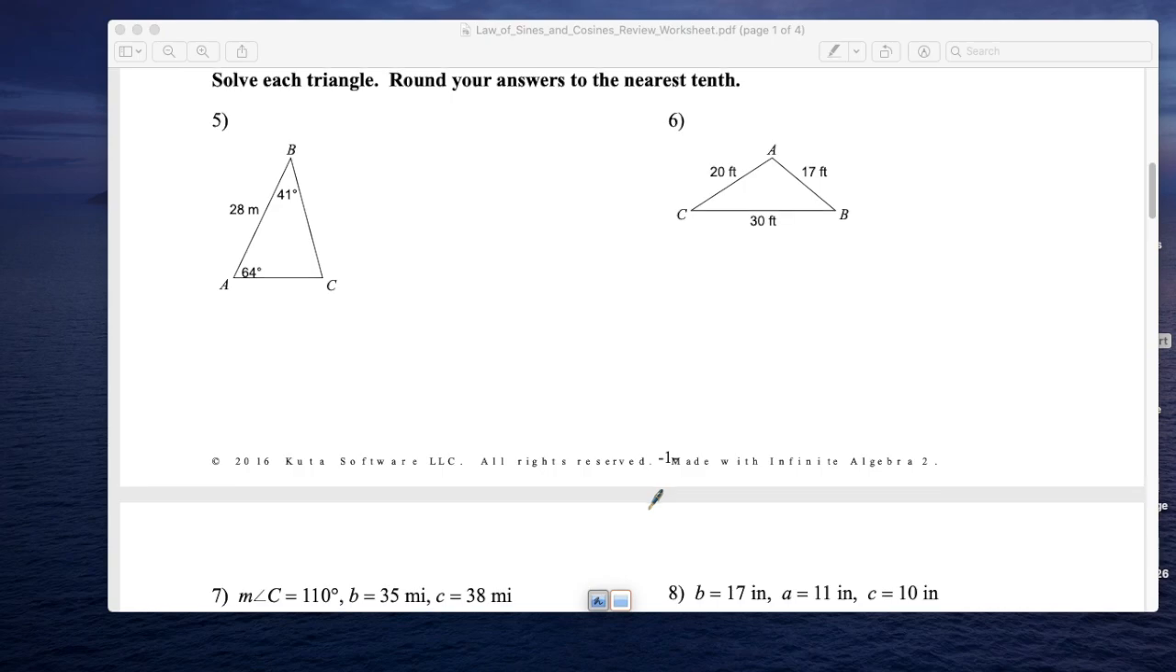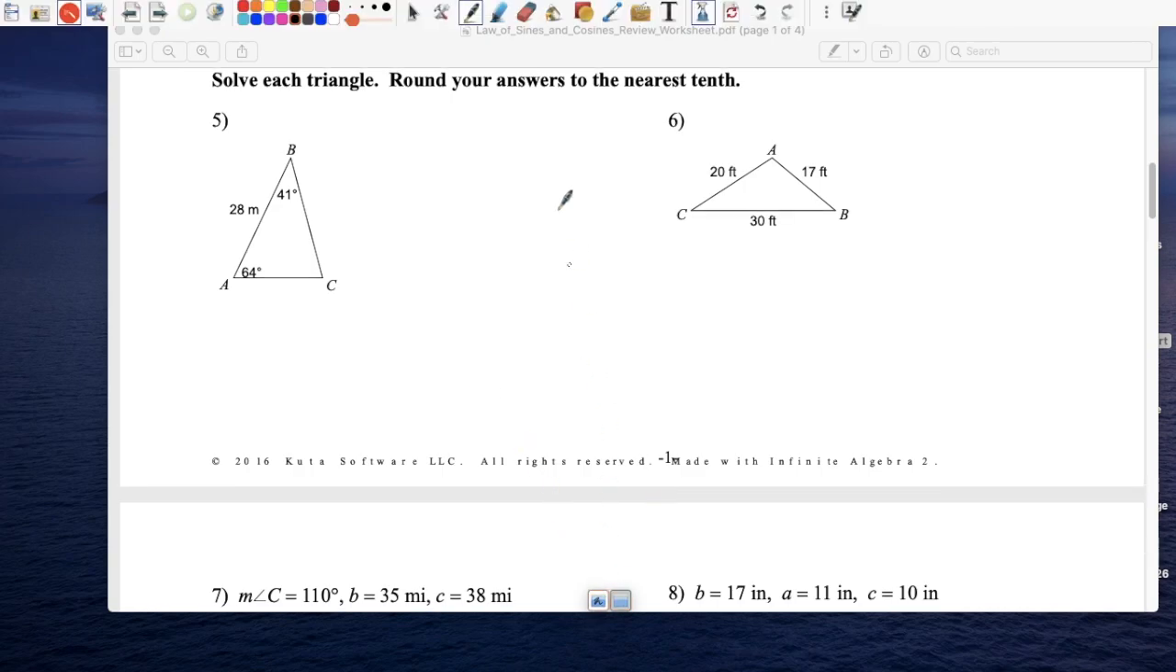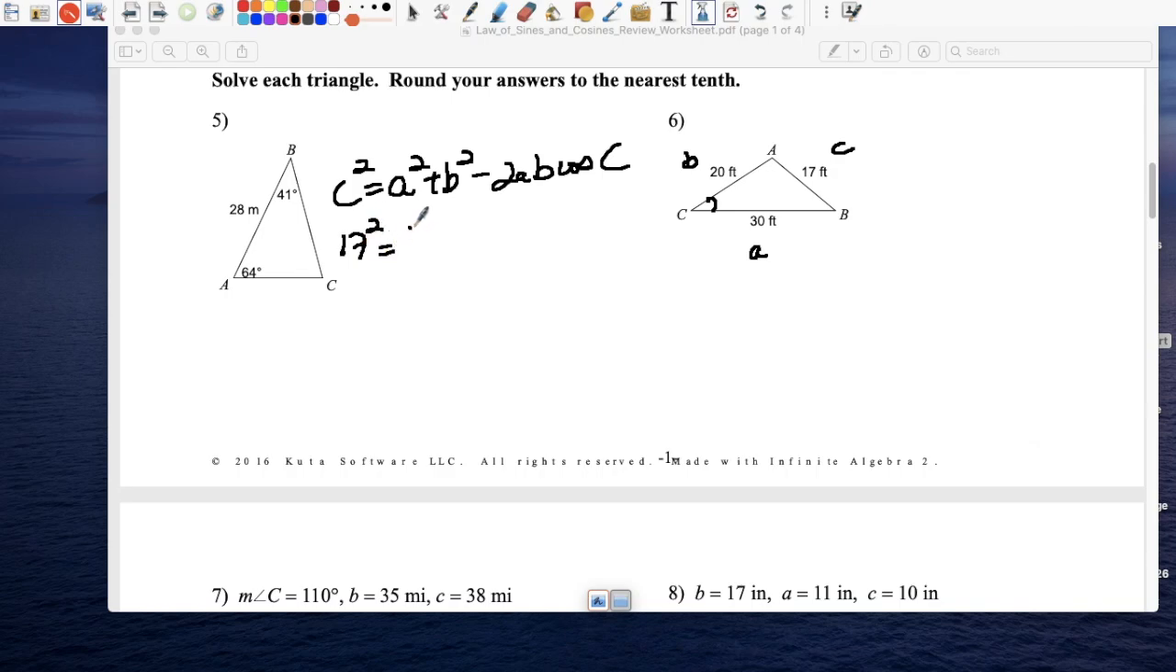Okay. Oh, my God. God bless you if you're watching this. Again, let's start with angle C. Right? So let's label this. We're going to call this little a, little b, little c. So to find that angle, we're going to go c squared equals a squared plus b squared minus 2ab cosine of angle c. C squared is 17, a is 30, b is 20, minus 2 times 30 times 20 cosine of c. Let's find the angle c.